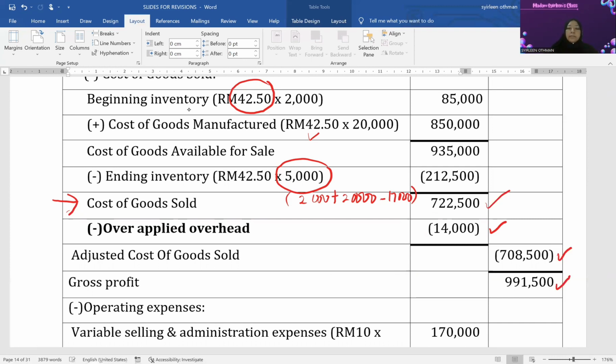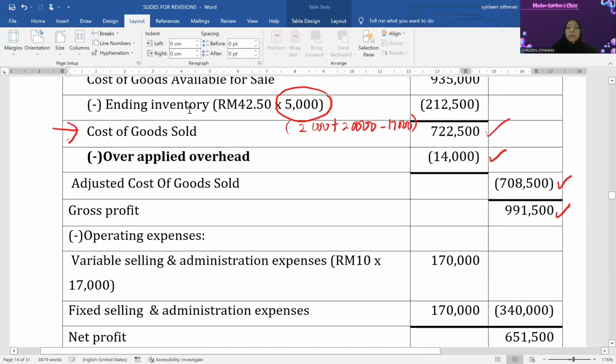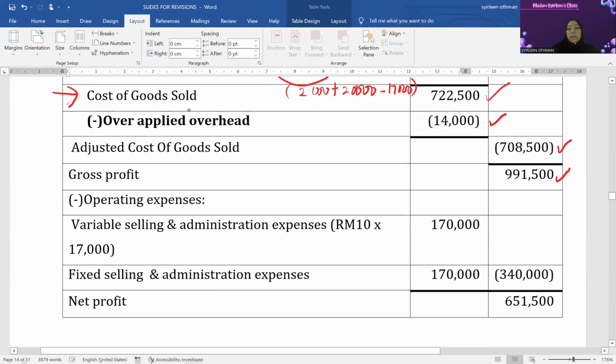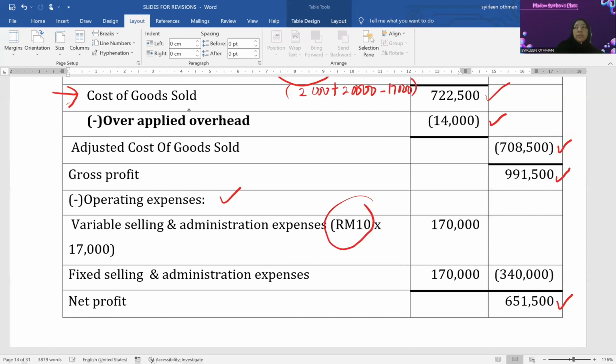So later part of the statement, after your gross profit, we are going to calculate your net profit. So that means you're going to add in all your operating expenses given in the questions. So kita cuma ada dua item saja, which is a variable selling and admin expense, and also the fixed selling and admin expense. So in the question, the variable selling and admin expense is given per unit, which is 10 ringgit. So kita akan multiply dengan 17,000 unit. Okay, this is the sales unit.